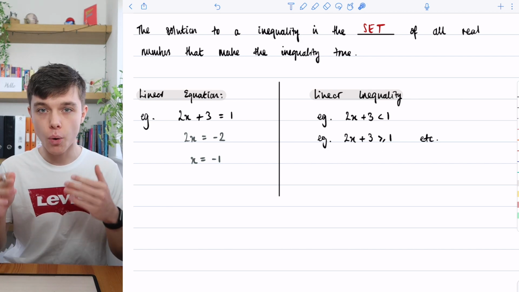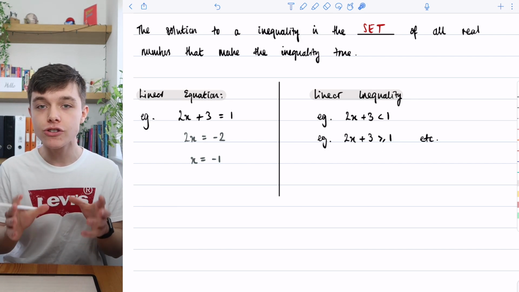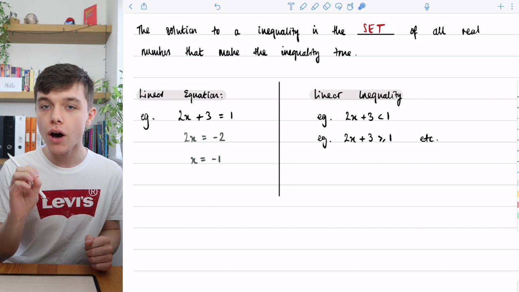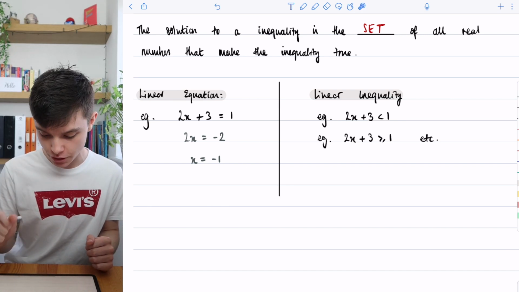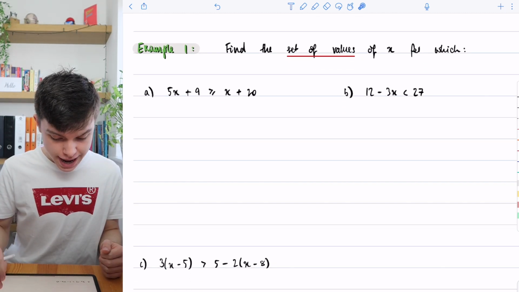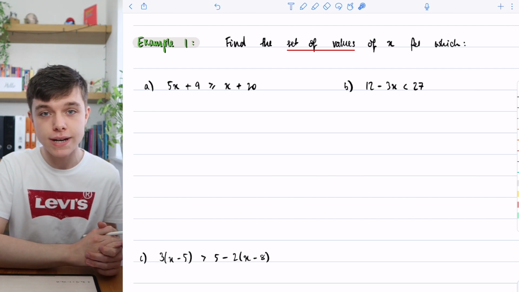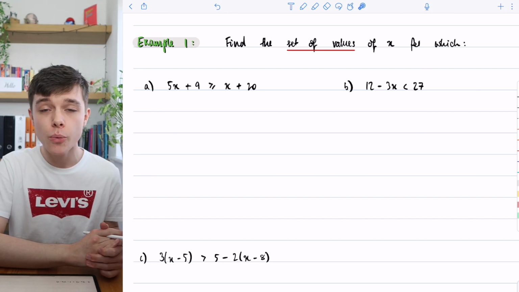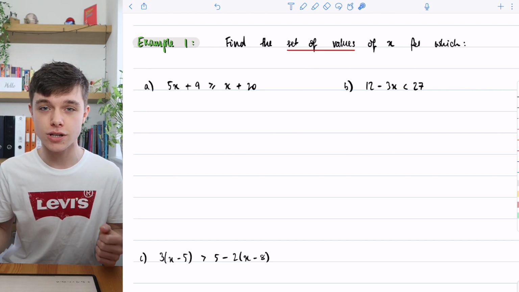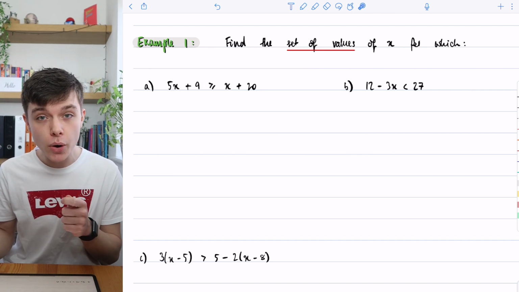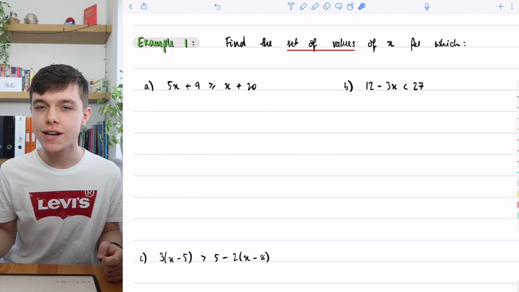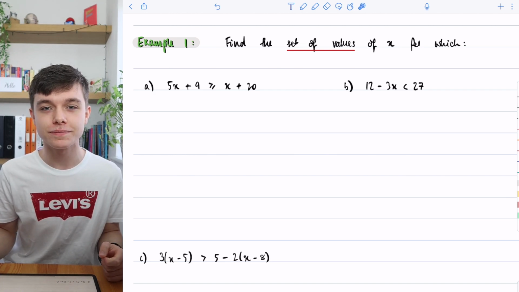In this case, we're saying what values of x can we substitute to make 2x plus 3 greater than or equal to 1? Okay, so those are some examples. So let's actually have a go at solving some now, and surprise, surprise, we just solve them exactly like we solved linear equations. So I encourage you to pause and have a go, and then we'll work through them quite quickly because they're not too hard to solve.